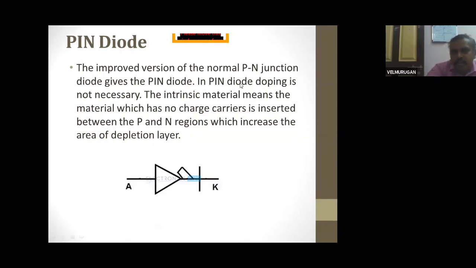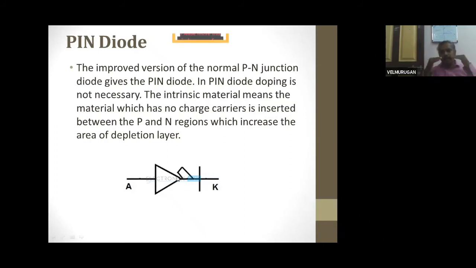In the PIN diode, doping is not necessary. The intrinsic material, meaning material which has no charge carriers, is inserted between the P and N regions, which increases the area of the depletion layer. So we use P and N type, and automatically the depletion region area increases. That is a PIN diode.